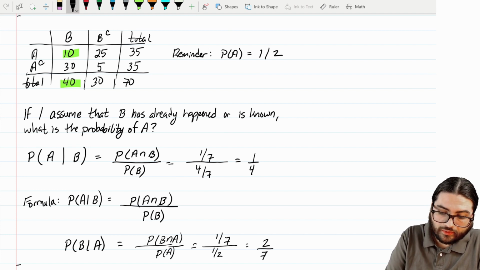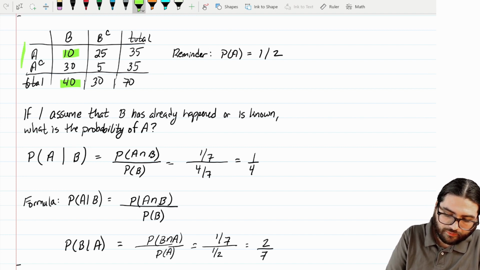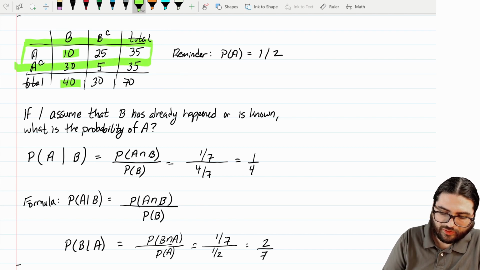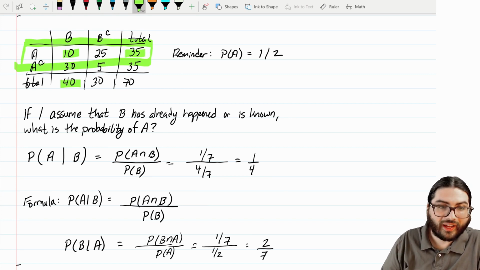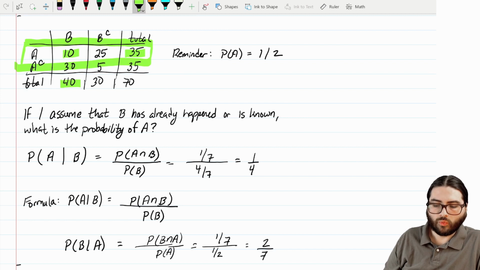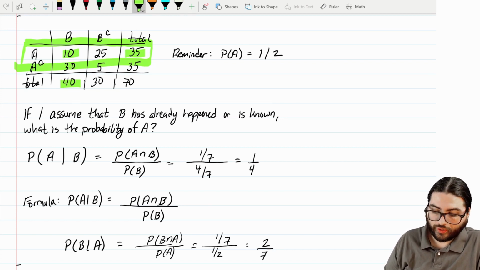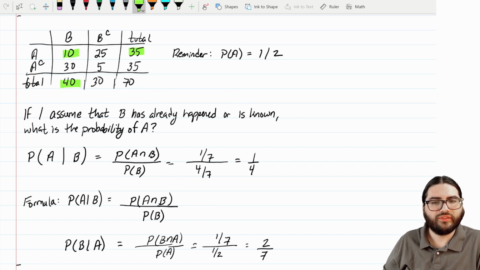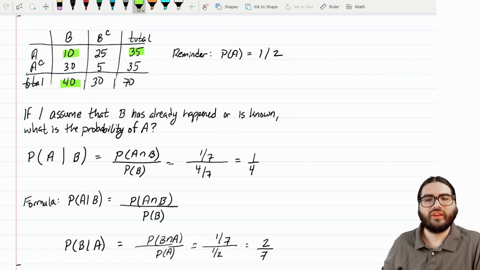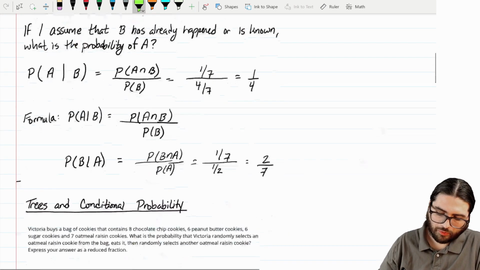And the reason they were different, even though the top number was still 10, was that the second time, given A, I'm limiting myself to this box. Probability of B given A is 10 over 35, whereas up above, the probability of A given B was 10 over 40. So essentially, they let me slice up my sample space a little bit more finely, because I'm only concerned about certain subgroups. That's what conditional probability helps me do.